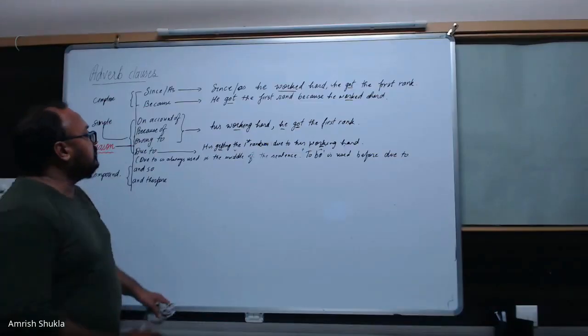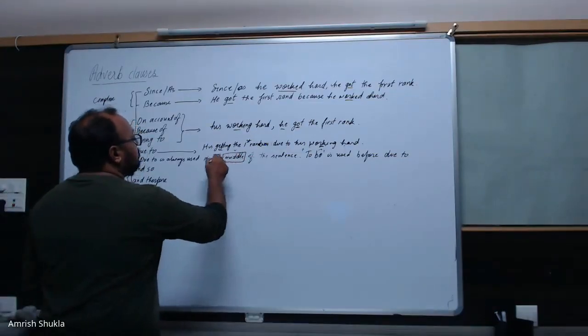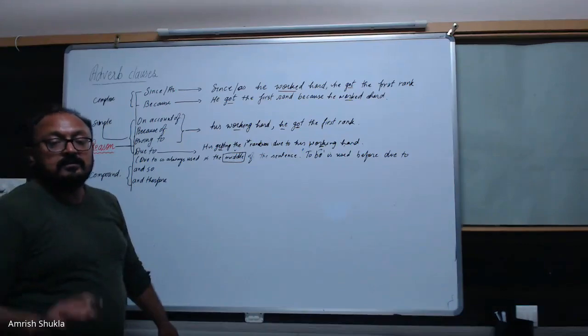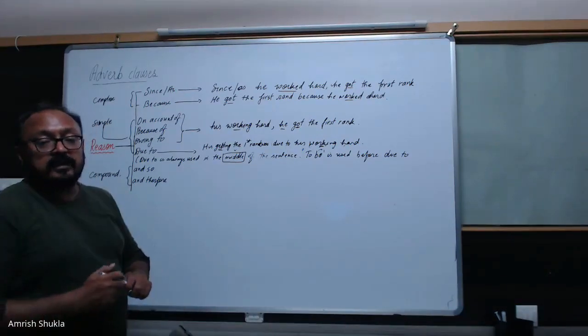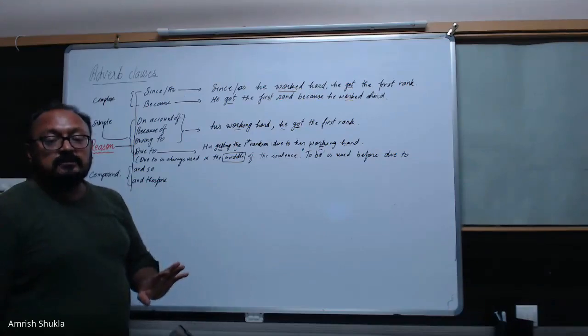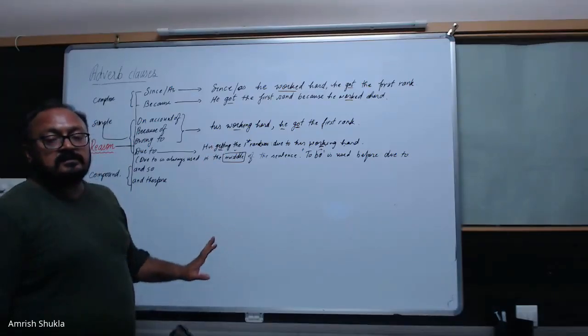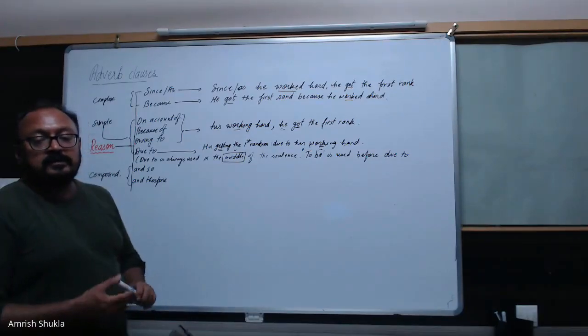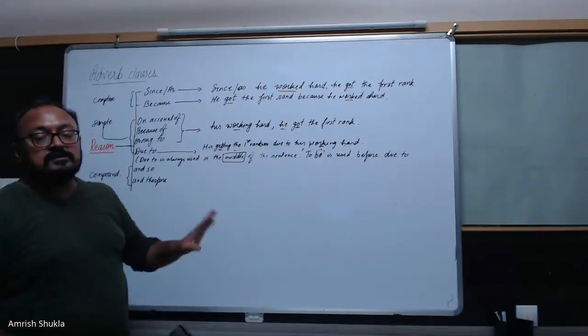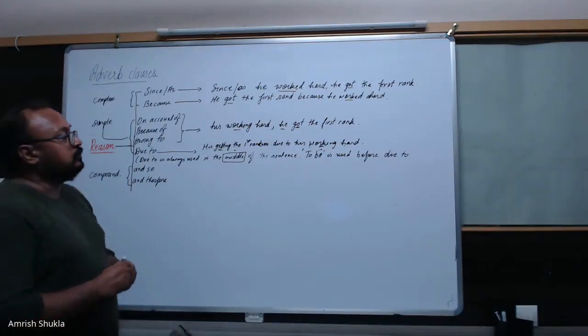Sir, can we change it to due to his hard working, he got good marks? Now the rule is that due to is always used in the middle of the sentence. At many places you will find that a sentence begins with due to, but that is wrong English. You are always supposed to use due to in the middle of the sentence. So you cannot begin a sentence with due to. You have to change both the sides if you want to use due to.